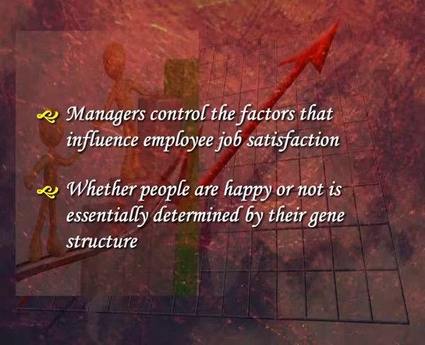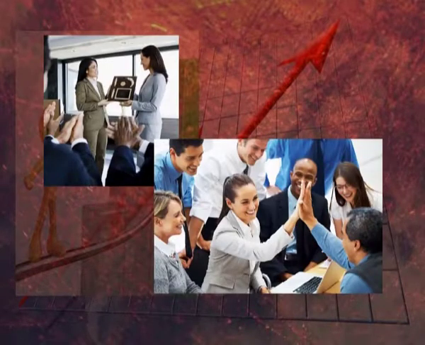Whether people are happy or not is essentially determined by their gene structure. You either have happy genes or you do not. Approximately 80% of people's differences in happiness or subjective well-being has been found to be attributable to their different genes. Analysis of satisfaction data for a selected sample of individuals over a 50-year period found that individual results were consistently stable over time, even when these people changed employers and occupations.